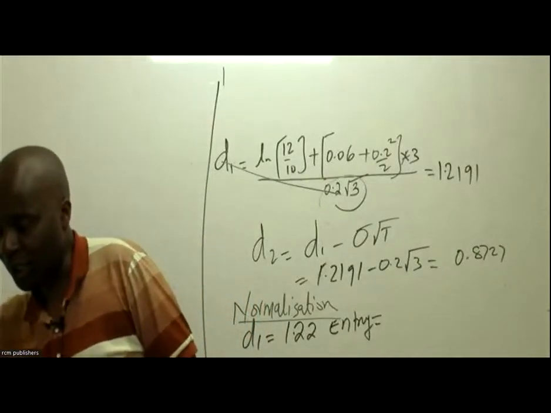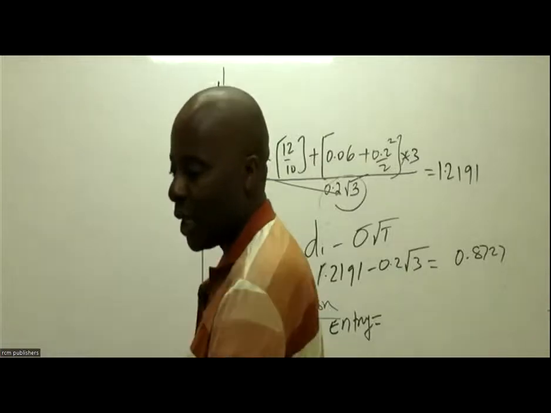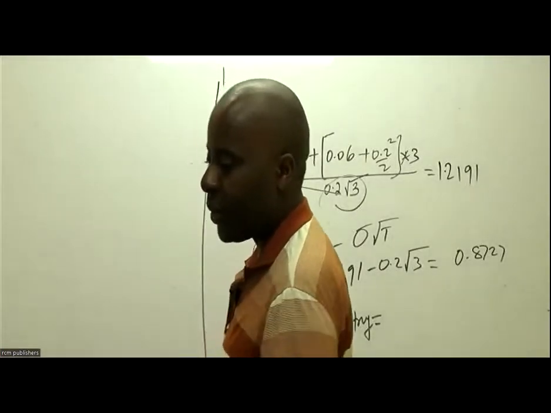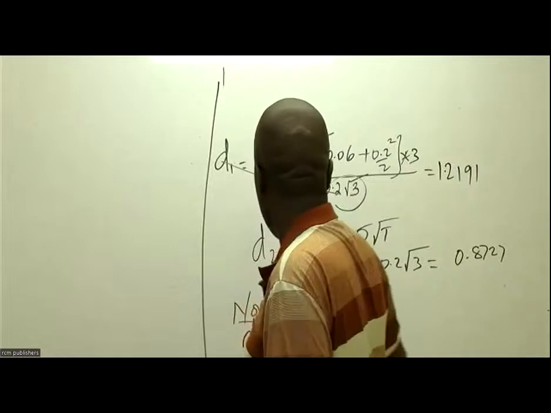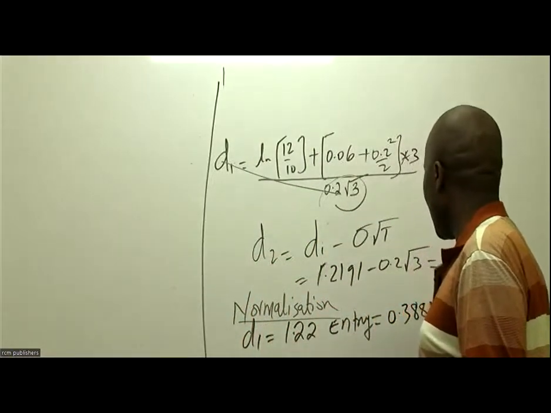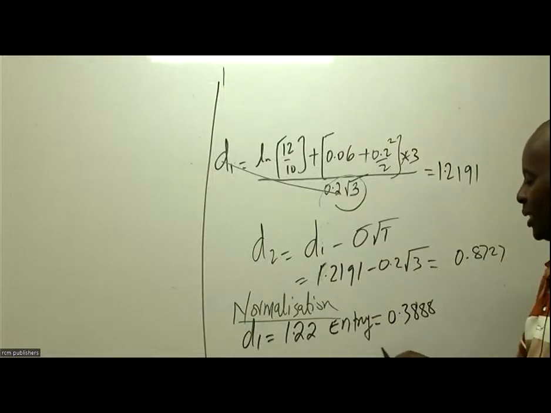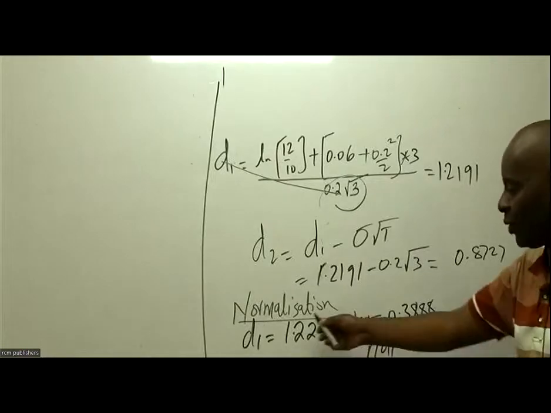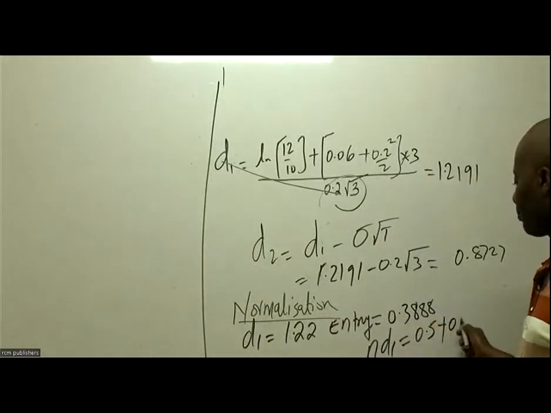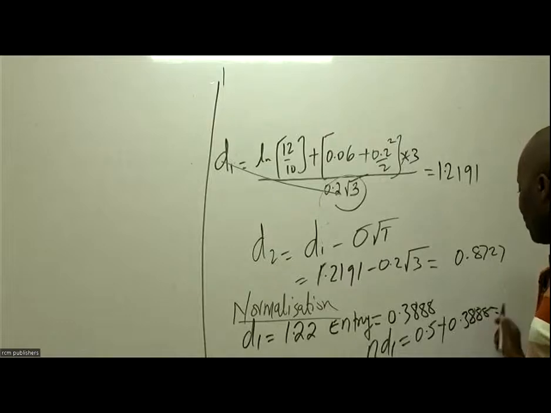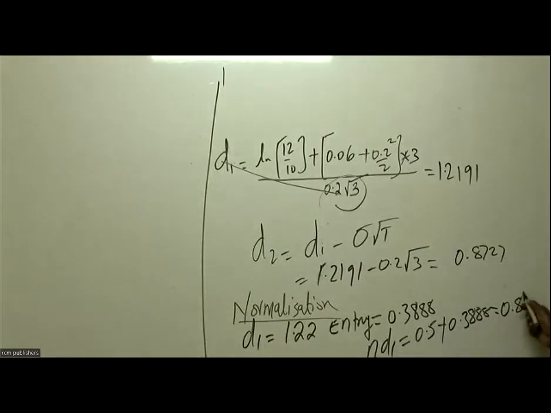From your tables, the D1 entry is 0.3888, a beautiful number. So the moment I get that, I can easily normalize this. To normalize this, we talk of ND1, which will be 0.5 plus the entry because the figure here is positive. 0.5 plus 0.3888 gives me 0.8888. Yes, that is ND1. Thank you so much.